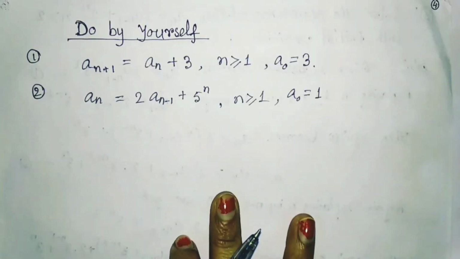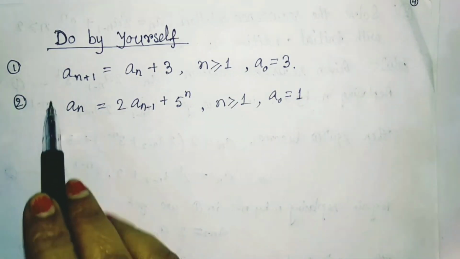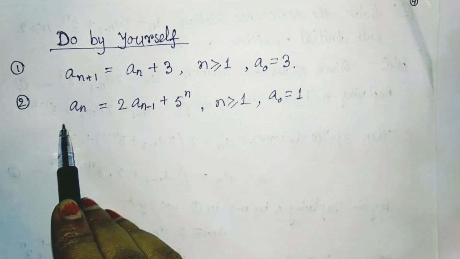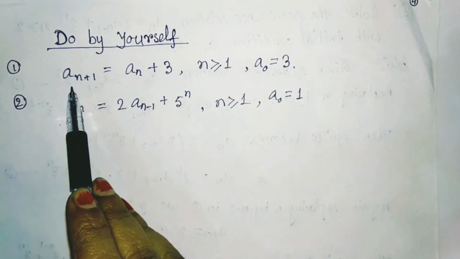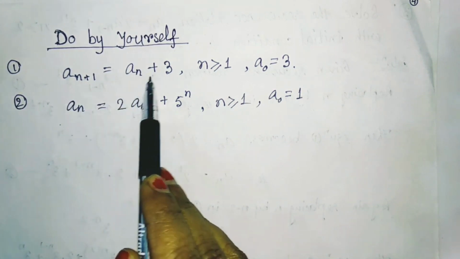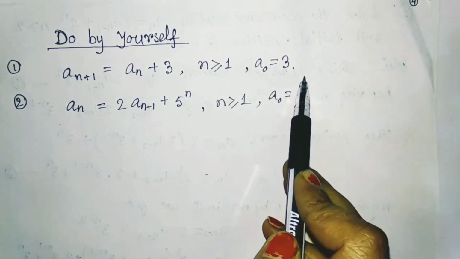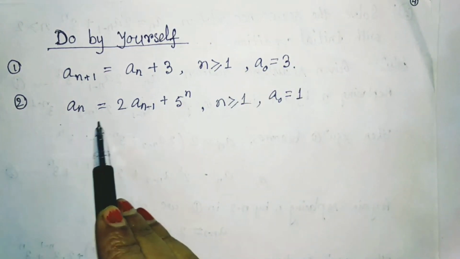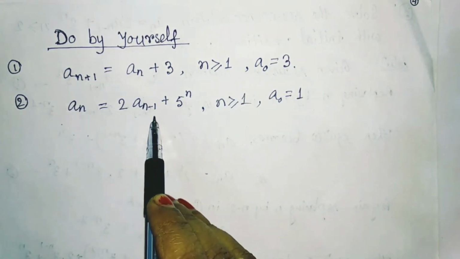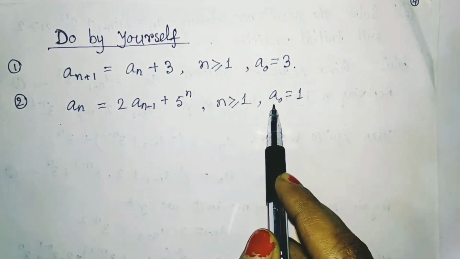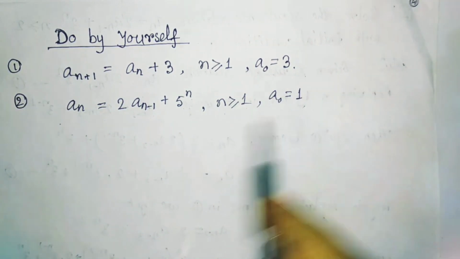So now one thing for you, that is the do by yourself question. Here 2 questions I am giving to you. If possible, try to solve this by yourself and give the answer in the comment box. Here the first equation is a(n+1) = a(n) + 3, where n is greater or equal to 1 and the initial condition is a0 = 3. And the second equation is a(n) = 2 a(n-1) + 5^n, where n is greater or equal to 1 and the initial condition a0 = 1.